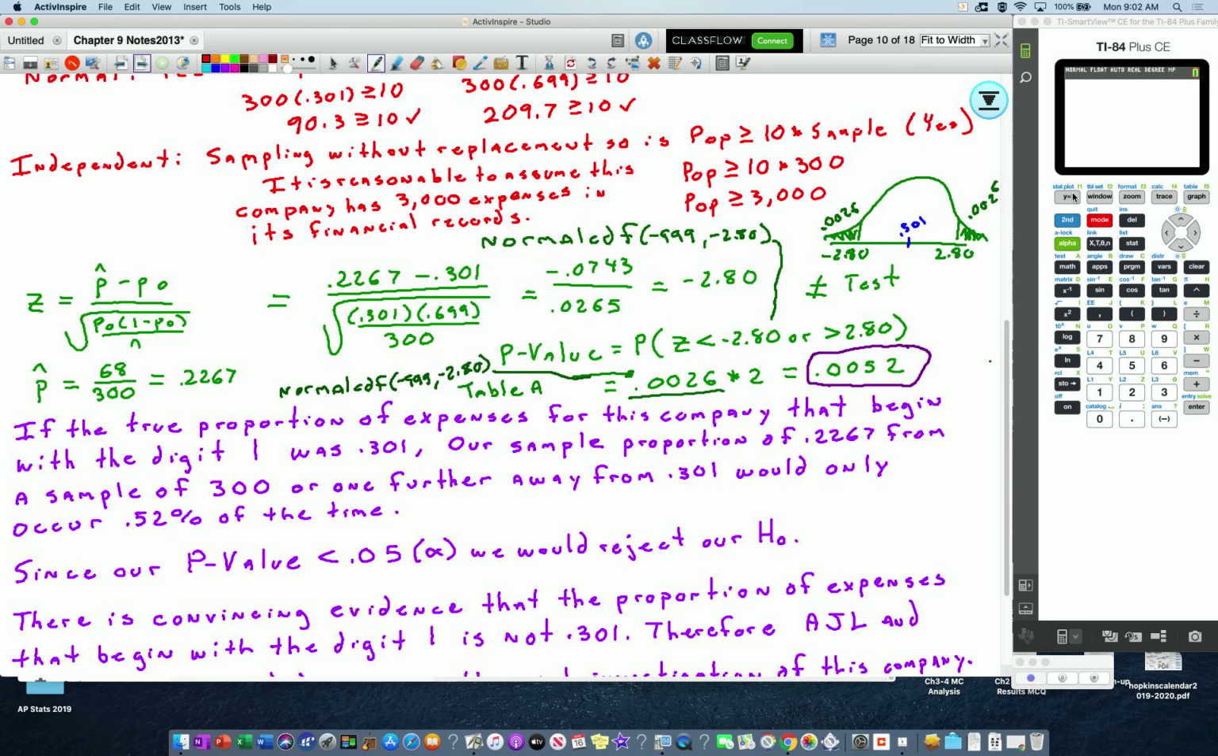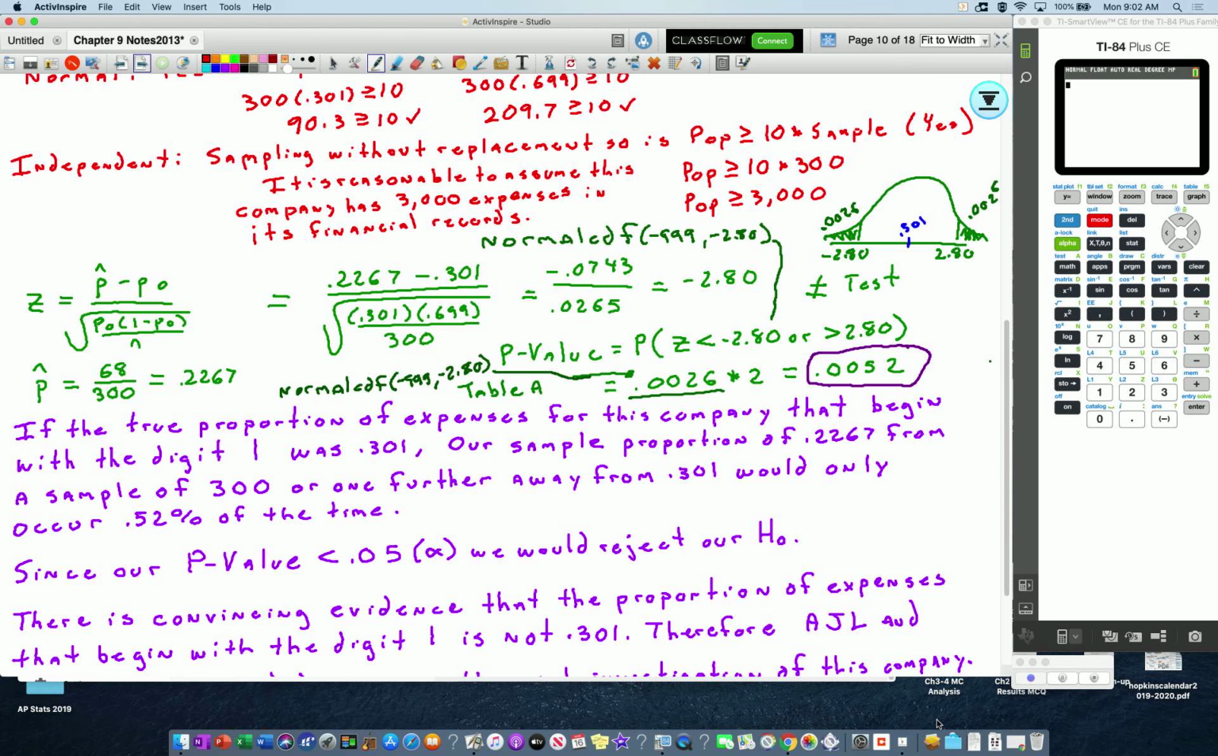But technically I could have been above it also. Okay? So I have to double the p-value. So my p-value is 0.0052. So again, as you're kind of getting redundant here, our conclusion has three parts.